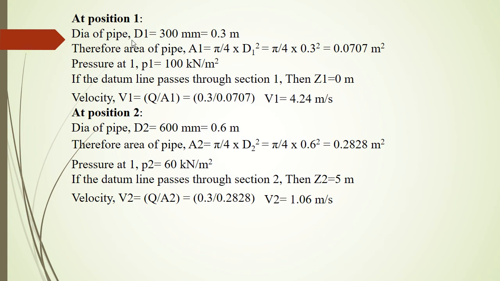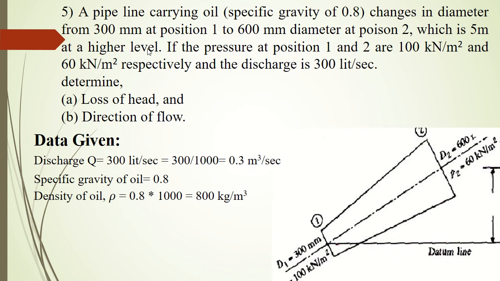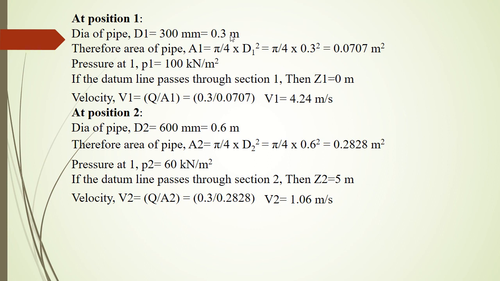Now let me write down the data at section 1. The diameter at section 1 is 300 mm, so it is 0.3 meter. Once I know the diameter, I calculate the area: pi by 4 d1 square, which is pi by 4 into 0.3 square, and it comes out to be 0.0707 meter square. He has also given the pressure at section 1, P1, 100 kilonewton per meter square, and here the velocity.